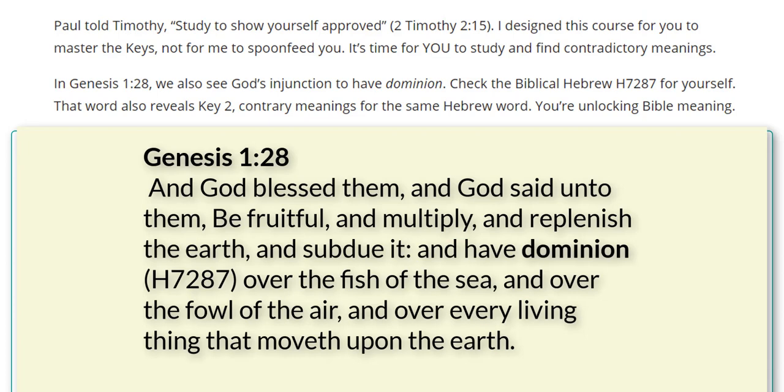In Genesis 1:28, we also see God's injunction to have dominion. Check the biblical Hebrew H7287 for yourself. That word also reveals key 2, contrary meanings for the same Hebrew word. You're unlocking Bible meaning.